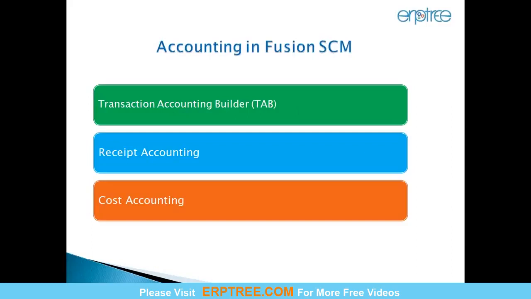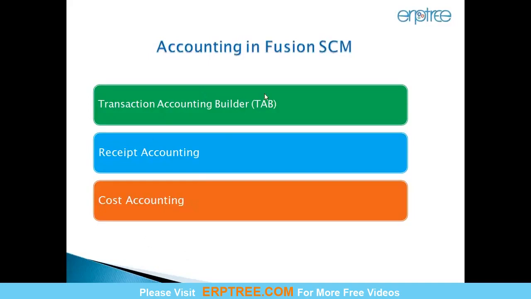It's mandatory now. If you don't set up transaction accounting builder, you cannot proceed with the PO process. You cannot complete the PO creation, and the system won't fetch the accrual accounts or charge accounts as required for the process. The same way, if you want to account for the receipt which you create in the system, you have to configure the receipt accounting. For COGS and other sales-related, cost-related transactions, you have to configure cost accounting.